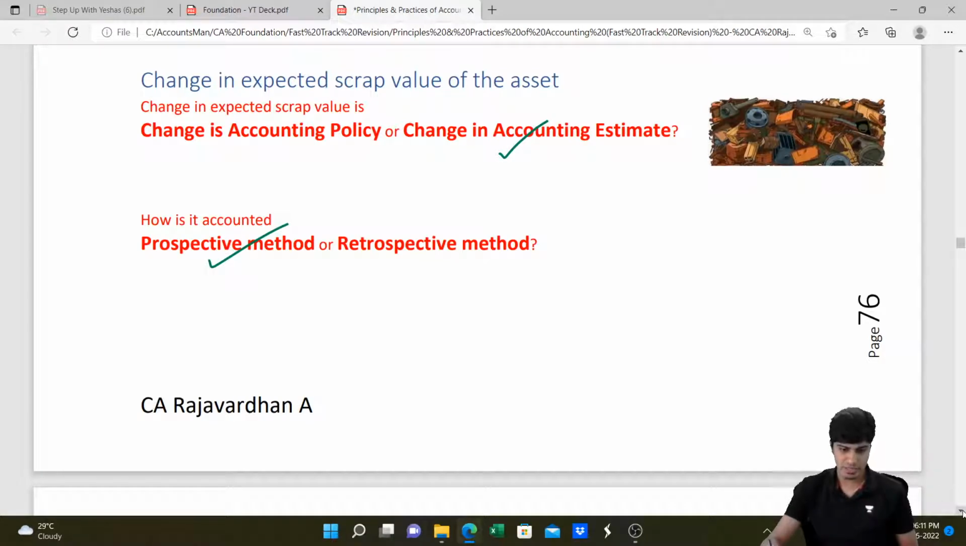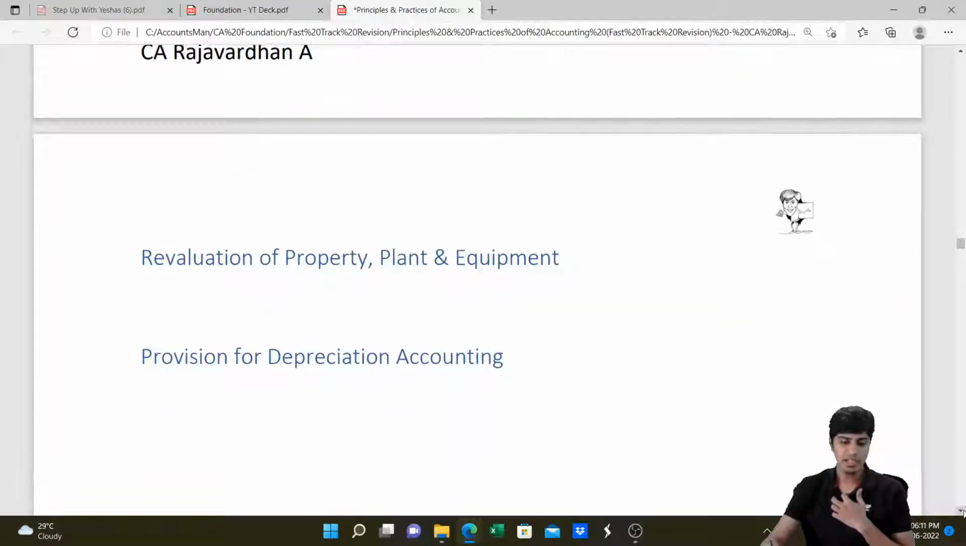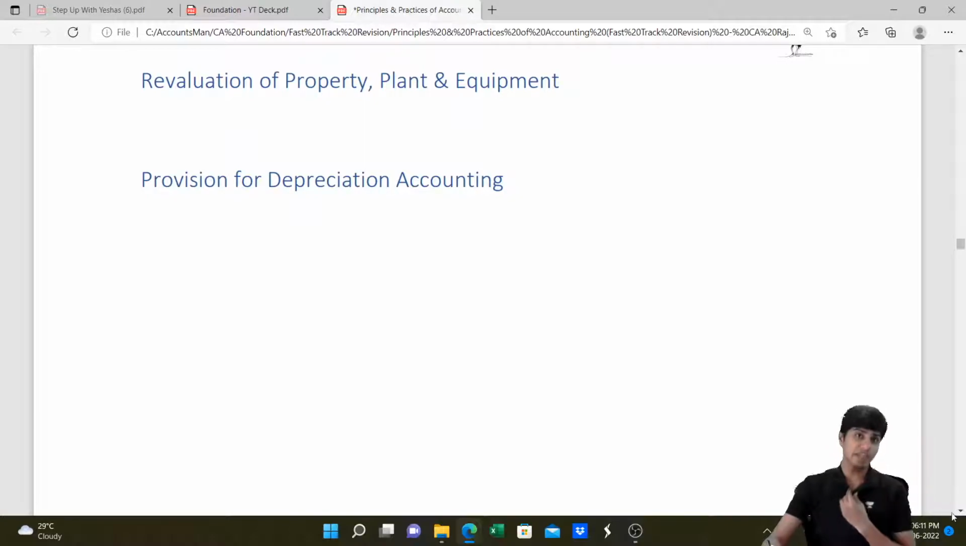Hello guys, let's get going. We'll now go to the next part, revaluation. At any point of time, if the organization feels that the value of the property, plant and equipment is not right, that it is either overvalued or undervalued, then the accounting standard on property, plant and equipment allows the organization to revalue the asset to the value that they think is suitable. In fact, at regular intervals, they need to check if the value is correct or not and then revalue.